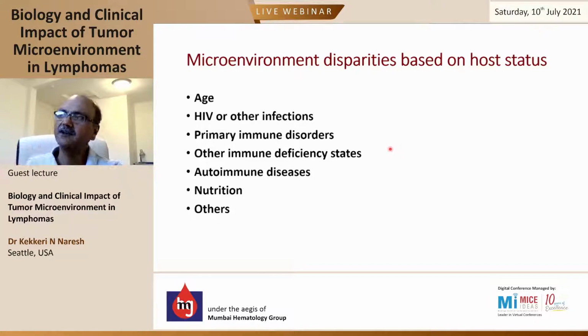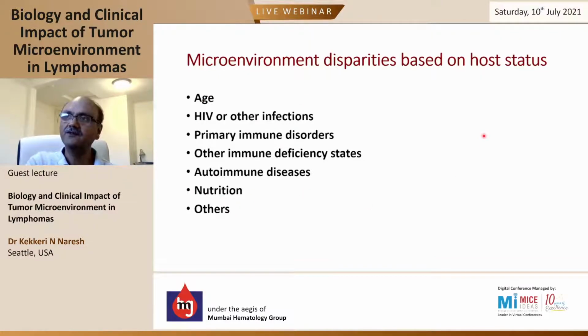In the last part of my talk, I want to focus on the host factors that can modulate and result in disparities in the microenvironment. The microenvironment of a child can be very different from that of an 80-year-old patient. So age is an important factor, and whatever we discussed has to be taken in the context of age. Microenvironment is not constant. The immune system is not constant. And there are various other modifying factors. HIV or any other infection could modify the immune system. Primary immune disorders, secondary immune deficiencies, various autoimmune diseases, nutrition, and other factors. All these things one has to take into account.